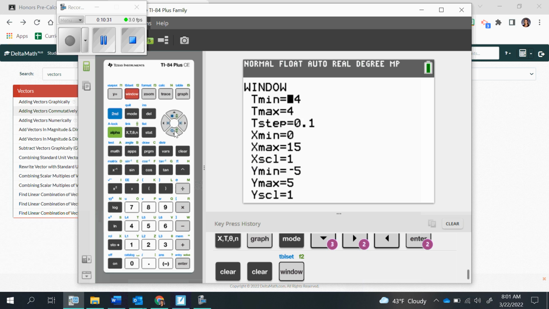So that's where I put the -4 and 4. So you're going to put that in. Your t-step you can leave as 0.1, that's fine, I tell you that in the problem. In the directions for the problem, I tell you to set your x-min to 0, your x-max to 15, your y, you can keep your scale at 1, your y-min to -5, and then your y-max to 5. And you can keep your scale at 1 again.